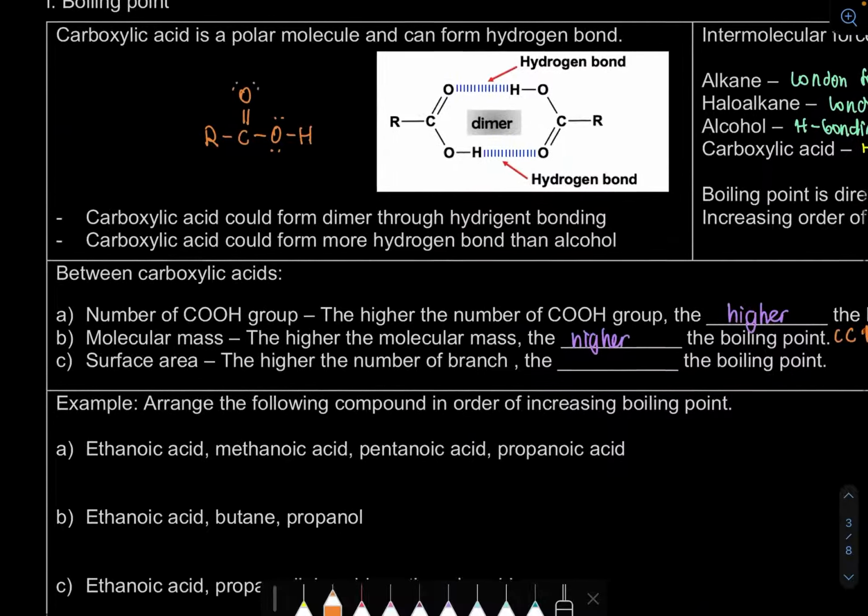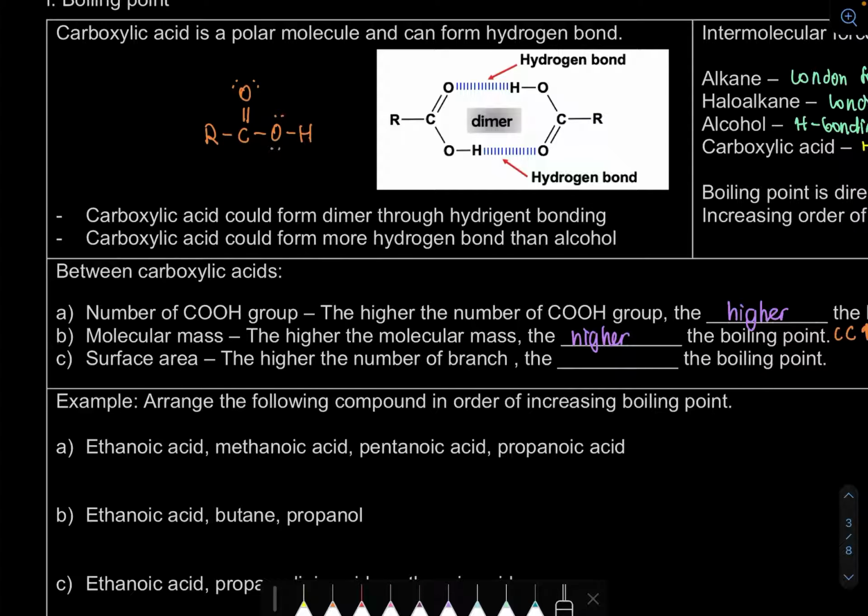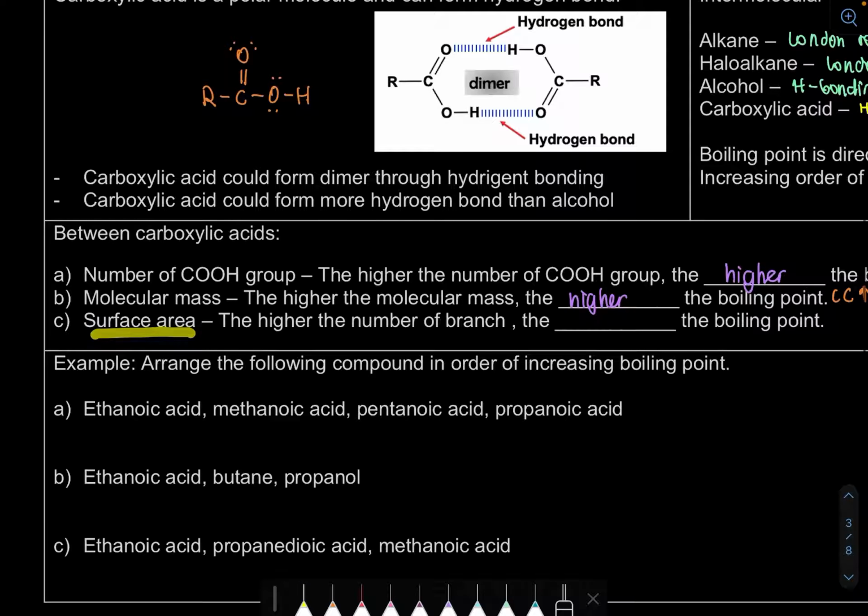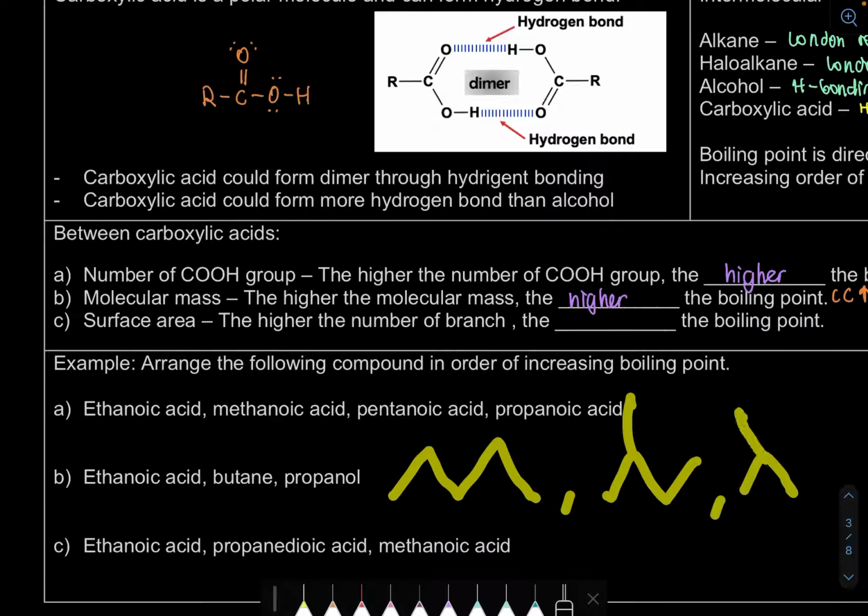And last but not least, we're going to look at the surface area. Surface area, we have to look at the substituent. So for example here, carboxylic acid, I want to write down. So there are 5, right? 1, 2, 3, 4. Okay, 1, 2, 3. So if you look at your carboxylic acid, all of it has the same number of carboxyl, and the same number of carbon.